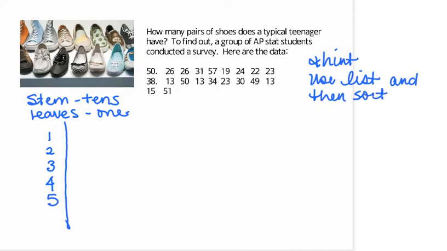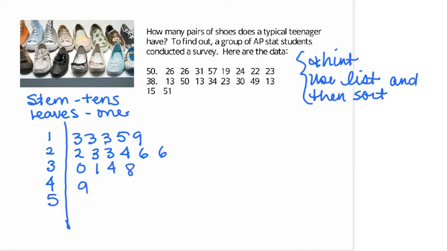So that's what I've done. I've plugged these into my calculator and I've sorted them, which is going to allow me to do this a lot faster. I see that I had 3 13s, 1 15, 1 19, 22, 23, 23, 24, 26, 26. It's important that you line these numbers up. If you do not, it will not work. I have 30, 31, 34, and 38. 49 pair of shoes. 50 pair of shoes, really. 50 pair of shoes as a teenager. Holy cow. That's more shoes than I have, and I got a lot of shoes.